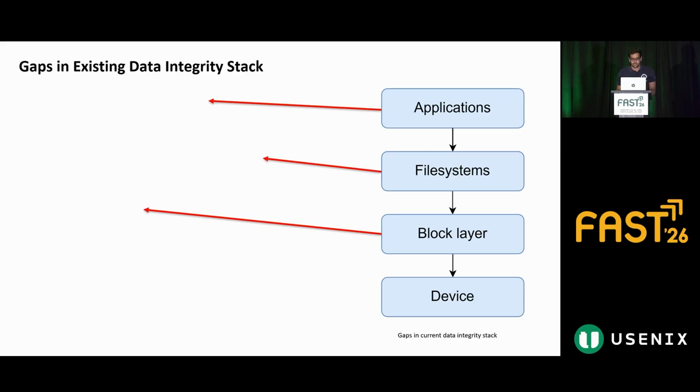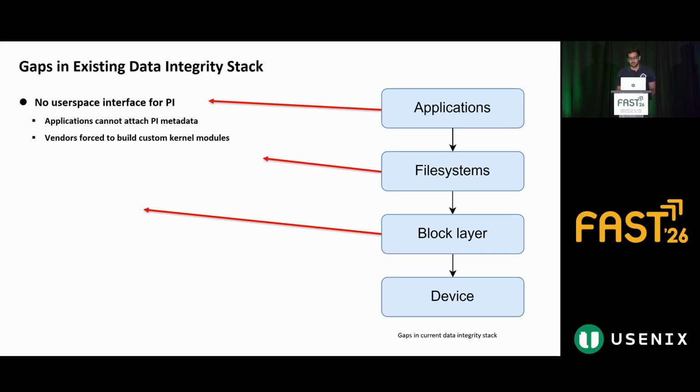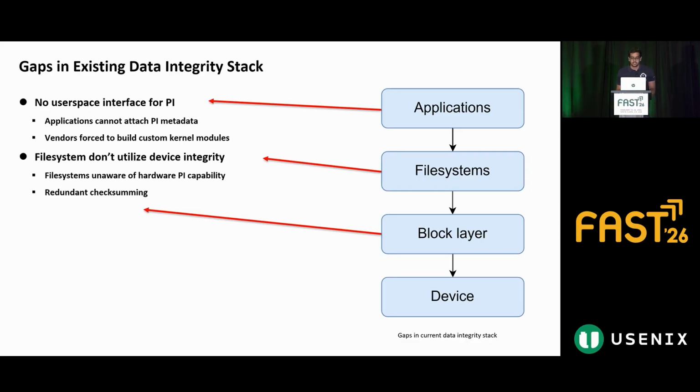So these are the gaps in the existing data integrity stack. On an application level, we have no user space interface. So applications that would like to send the PI along with the data cannot do it. And vendors who would want this kind of ability would be forced to build custom kernel modules. Then file systems are unaware of the device integrity feature and they end up implementing redundant checksumming. And at the block layer, not all PI formats are supported.